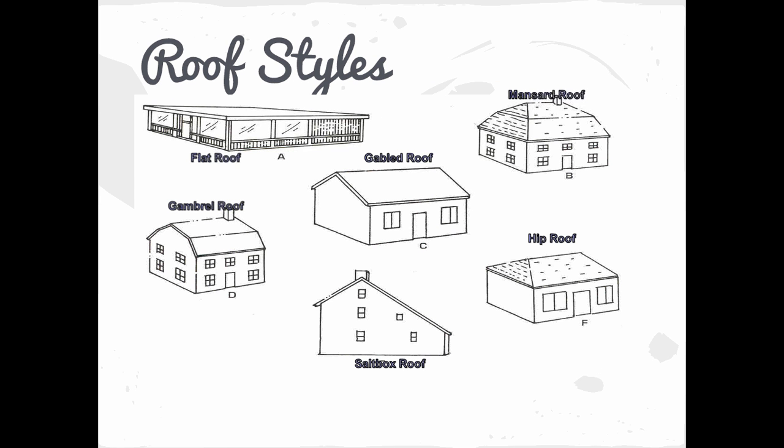Then we have roof styles, and there's a couple different kinds of roof styles here that I put photos on for you. We have the flat roof, which is example A. We have the mansard roof, which is example B, the gabled roof, which is labeled as C. D is the gambrel roof. And then we have the saltbox roof, which is E, and F is the hip roof. So those are some roof styles. You probably are like, oh, I've seen that, or oh, that's my home. But these are the most common.